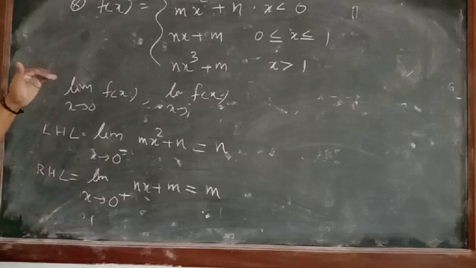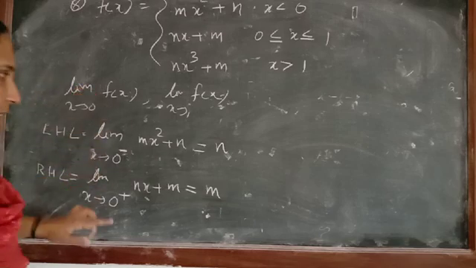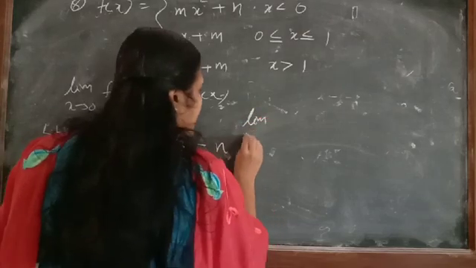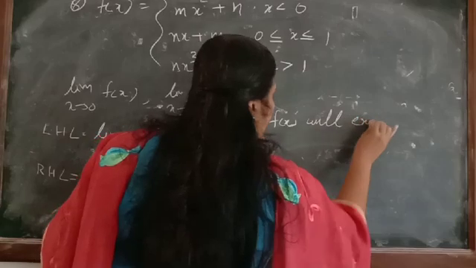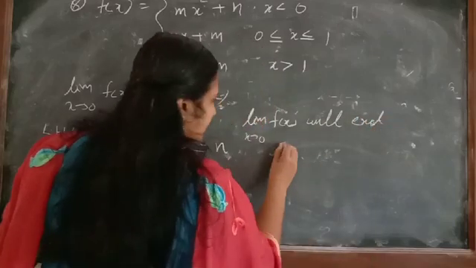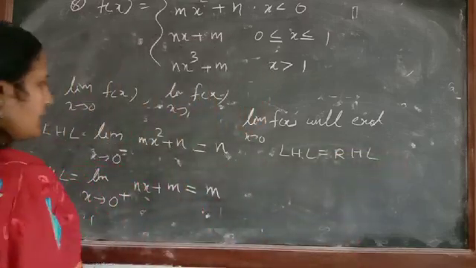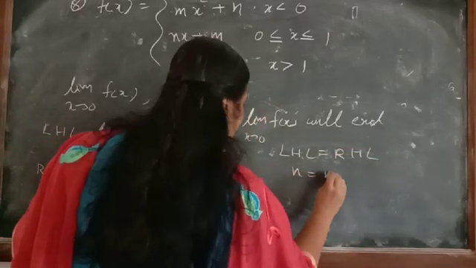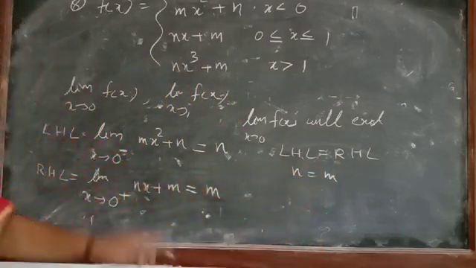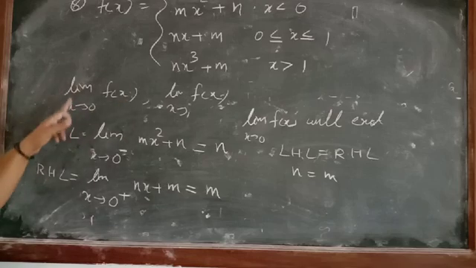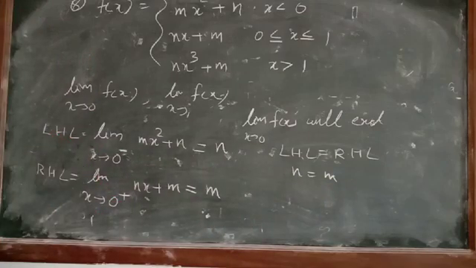Now it is written, we have to find out the condition for which limit x tends to 0 f of x exists. We know limit x tends to 0 f of x will exist, just write down there, if left hand limit equal to right hand limit. What is our left hand limit? n equal to m. So limit will exist if n is equal to m. So the first part is over. Limit x tends to 0 f of x condition should be n is equal to m.